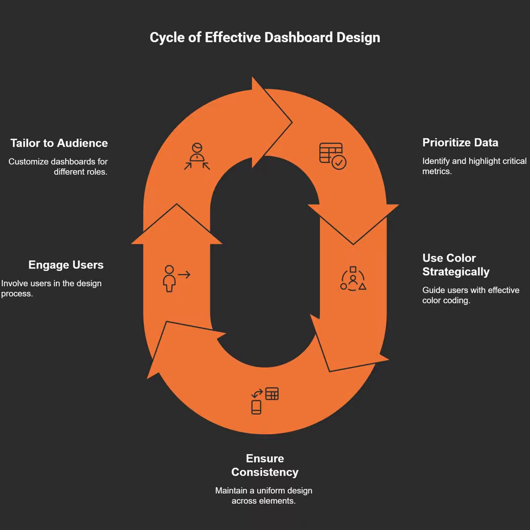The information density between these dashboards is striking. Dashboard A presents approximately 40 data points, carefully selected for relevance. Dashboard B bombards users with over 500 data points, creating what psychologists call cognitive overload. Dashboard C falls in between with about 150 data points.